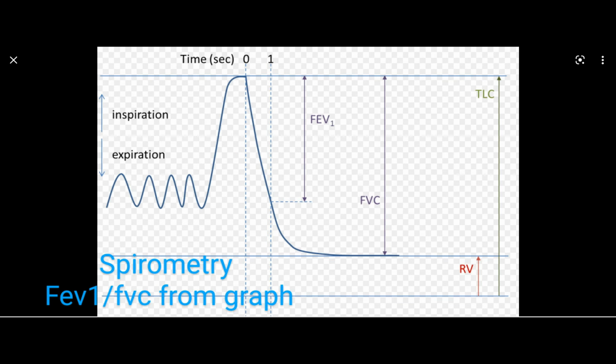Then this is the spirometry diagram. In the spirometry diagram, how we can calculate the FEV1 and FVC. FEV1 will be calculated from the baseline of the waves to the maximum inspiration, in 1 second, and then FVC will be from the downmost point to the above.